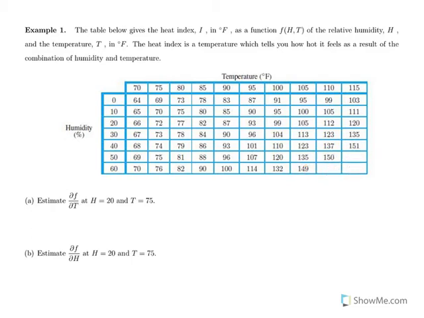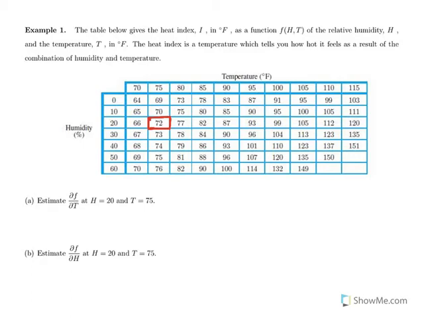So our question says, let's look at the derivatives. And again, there's two derivatives, one with respect to temperature and one with respect to humidity. And we're going to look at the derivatives at a specific point, and that is when H equals 20 and T equals 75. So that is corresponding to this part of the table right here. H equals 20 and T equals 75. And we're going to look at both the partial with respect to T and the partial with respect to H.